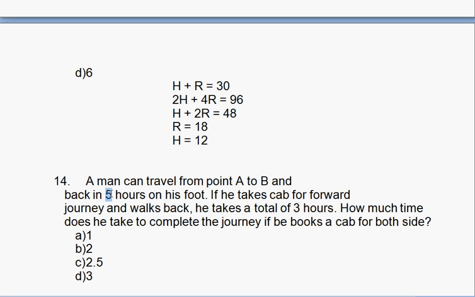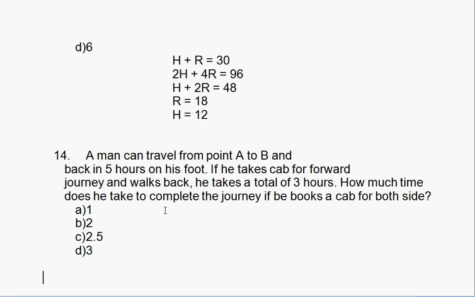So in 5 hours he goes from A to B and comes back from B to A. So from A to B he takes 2.5 hours. So for traveling one side on foot he is taking 2.5 hours. It says if he takes cab in forward journey and walks back, so walking back he takes 2.5 hours, but total he requires 3 hours, which means in cab he is taking only 0.5 hours. So cab is taking 0.5 hours for one direction.